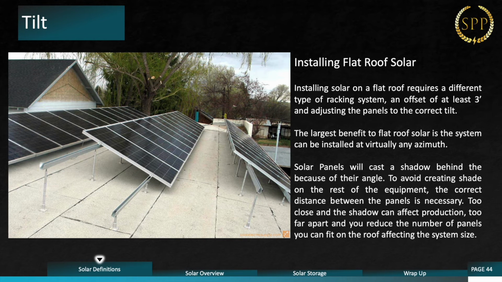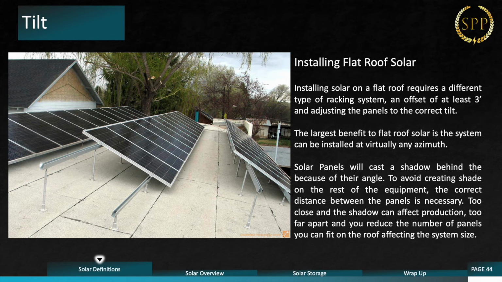So installing solar on a flat roof requires a different type of racking system, which can be more expensive. An offset of at least 3 feet in between each racking system is done in order to be able to adjust to the correct tilt. The largest benefit to flat roof solar is the system can be installed on virtually any azimuth, and we can tilt the panels to almost any angle that we need to.